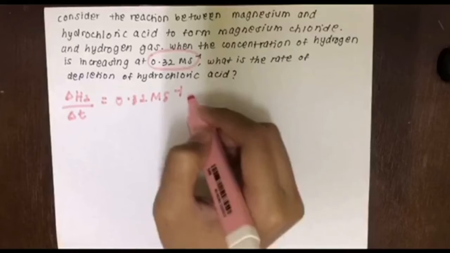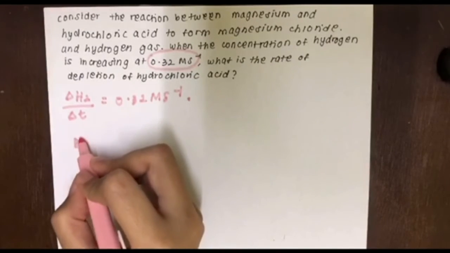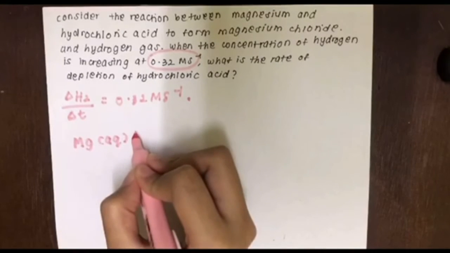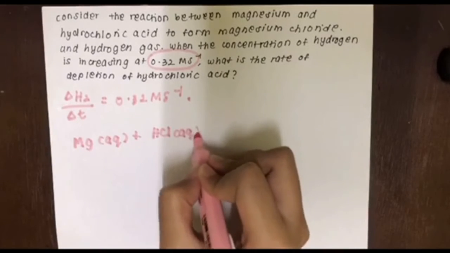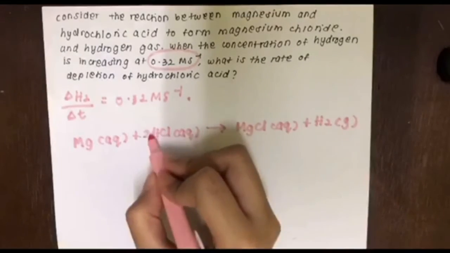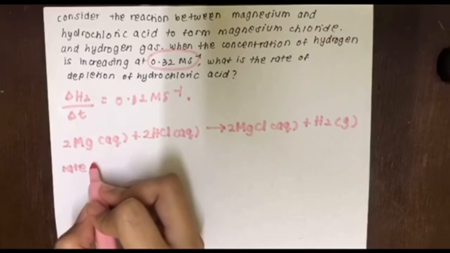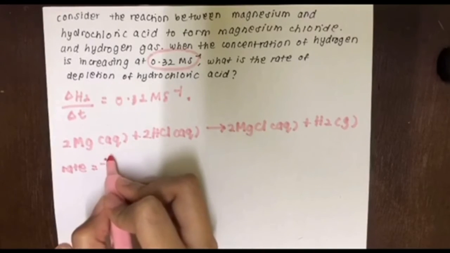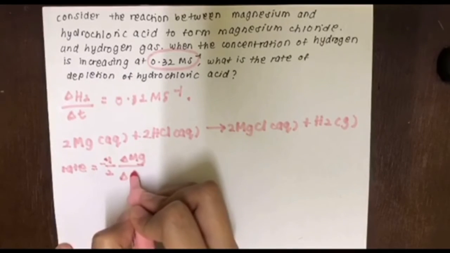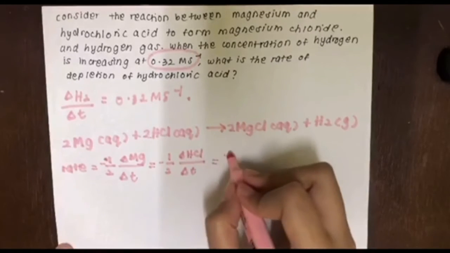So I wrote it down. And next I write the equation for the reaction of magnesium and hydrochloric acid. And then I balance the equation by putting 2 at the front. Next I write the rate law for each of the reactants and product. So negative is for the reactant and positive is for the product.